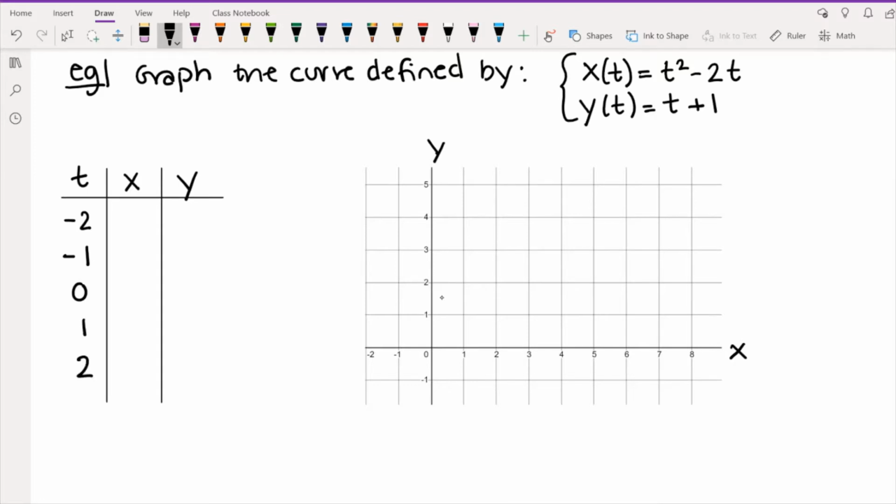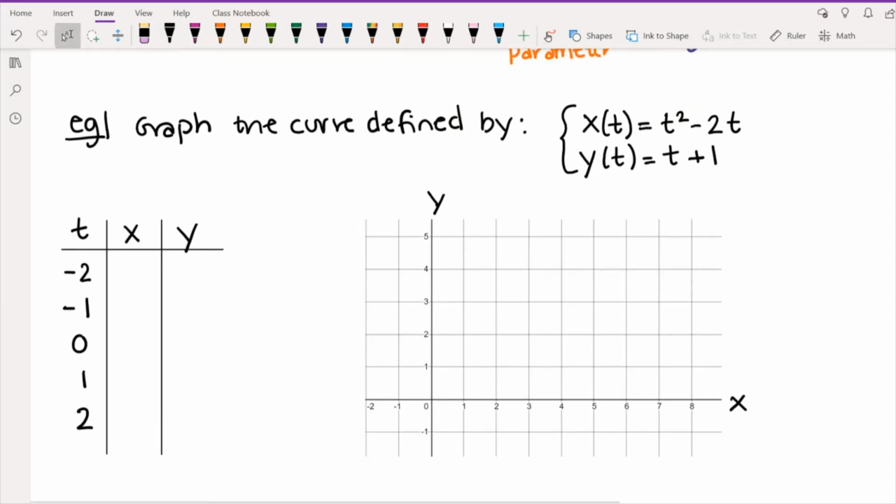Okay, so how do we find these points? Well, basically we just go to our two equations here and look at what they give us, right? So to find x, we're looking at this equation here. And so we just plug in t. So what do we get if we plug in -2 for t? Well, we get -2 squared is 4 minus -4. So altogether, that gives us a value of 8.